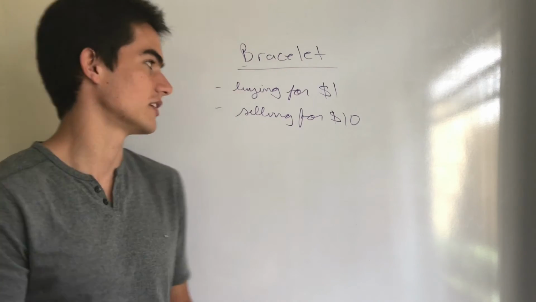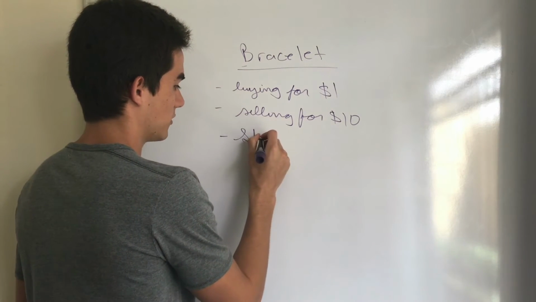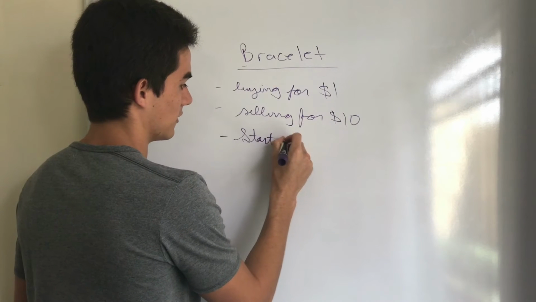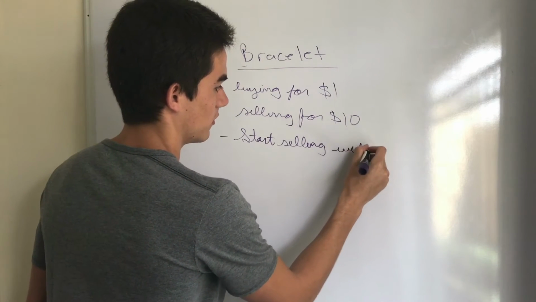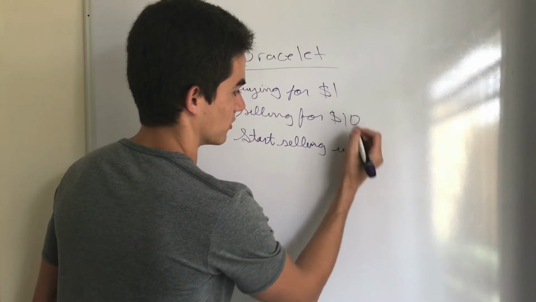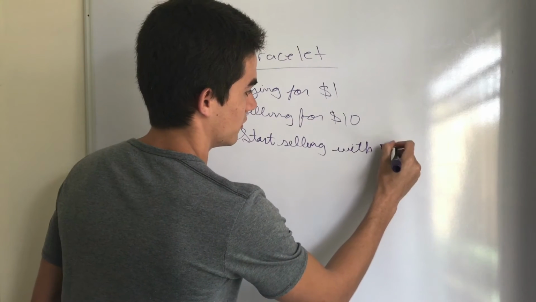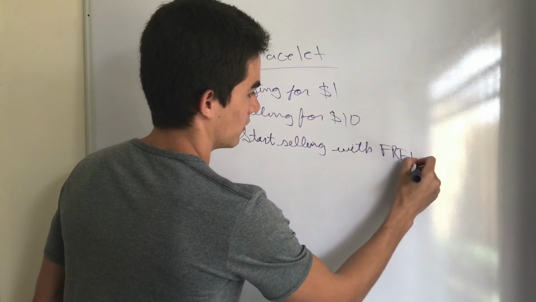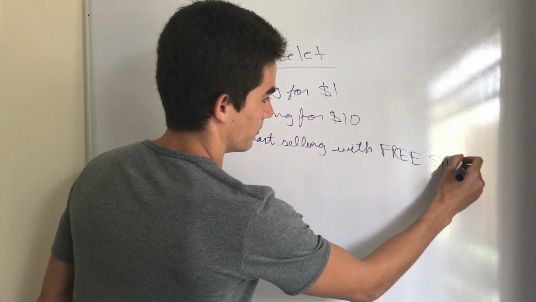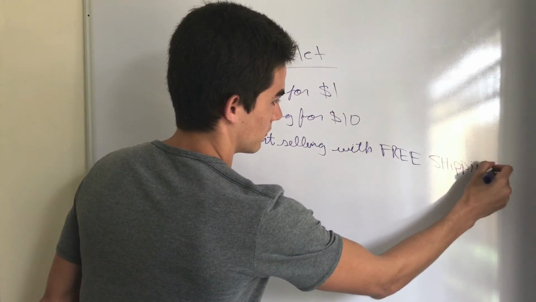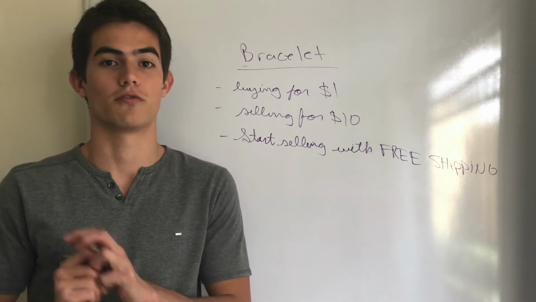So let's say that you're selling this. I'm going to write this down. I'm going to put start selling with free shipping, my handwriting is terrible, sorry. Start selling with free shipping so that you remove that variable from the mix.